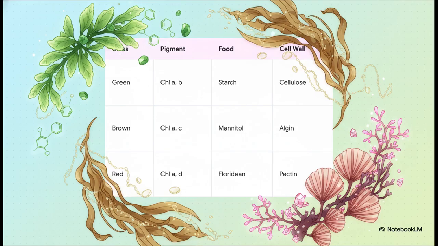You've got your green algae using chlorophyll A and B, then brown algae with fucoxanthin, and finally the deep-dwelling red algae which utilize phycoerythrin. Now, why does this matter? Well, phycoerythrin allows red algae to absorb the blue light that penetrates the absolute deepest into the ocean, so they can survive where others literally can't. Oh, and they also store food as Floridian starch. This is a highly unique carbohydrate that is actually almost identical to the glycogen in our own human bodies, which is pretty wild to think about.